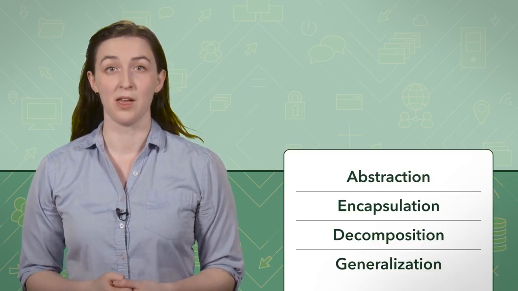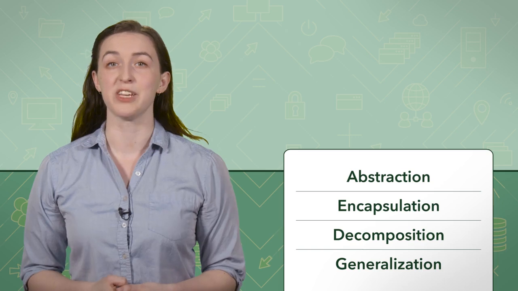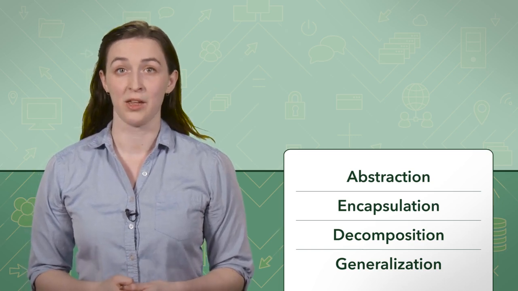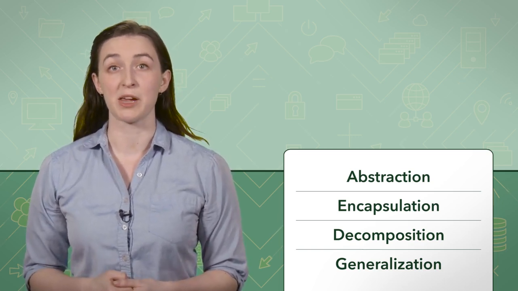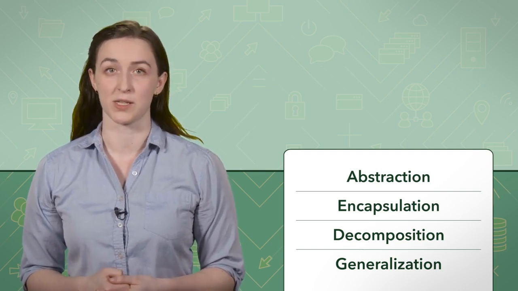Object-oriented modeling tries to take concepts in a problem space and model them in a piece of software. Given how complicated a problem can be, we need to refine our models through design principles: abstraction, encapsulation, decomposition, and generalization. Each of these principles requires you to make a decision on how they apply to your system.